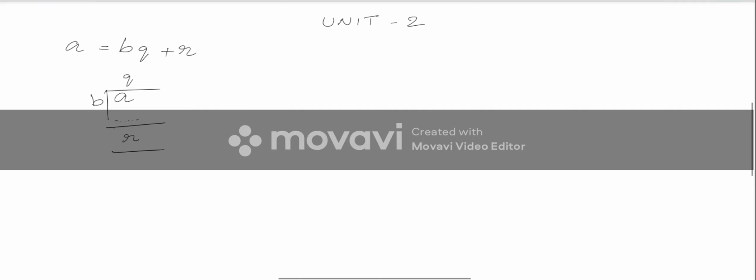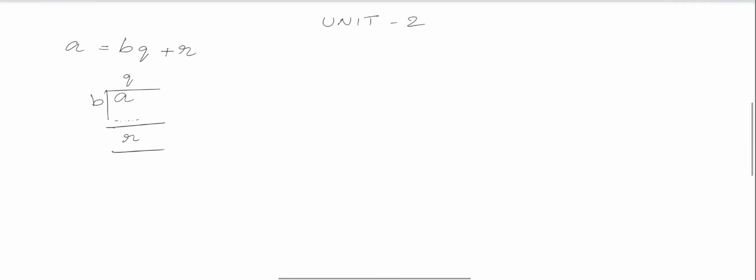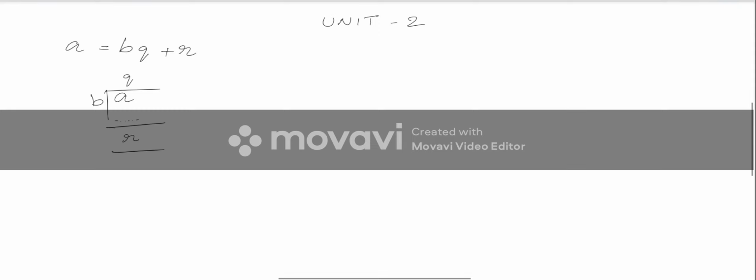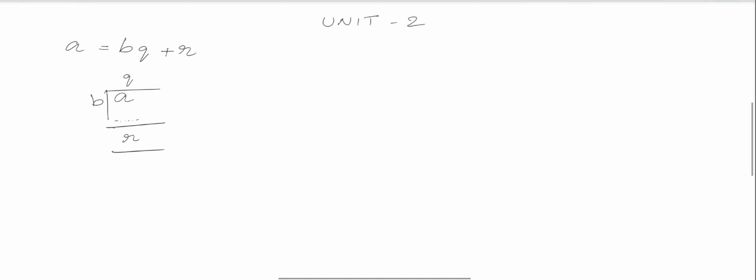Are you clear? I'll just read the lemma. It says: let a and b be any two positive integers, then there exist unique integers q and r. Here, any two positive integers, let's take a and b as positive integers. They are the dividend and divisor.